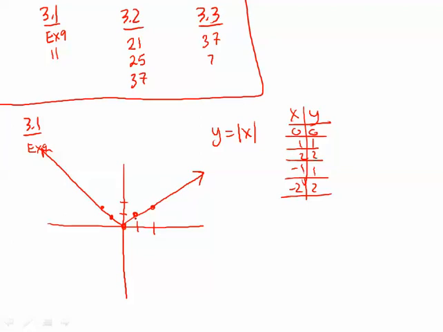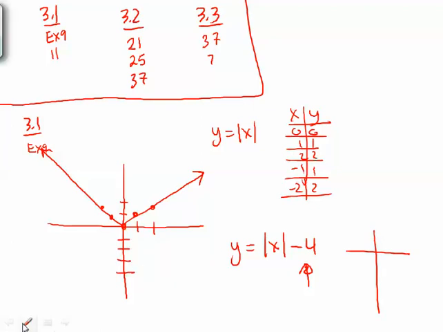What they want you to realize is this: what happens if you put a little minus 4 at the end, absolute value of x minus 4? It's this graph itself just taking down 4 units. So everything is 4 units lower. So 0, 0 becomes 0, negative 4. Instead of 1, 1, it'll be 1, negative 3, with 4 down. Instead of 2, 2, it'll be 2, negative 2.